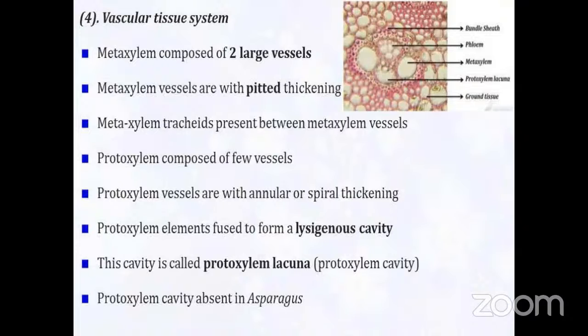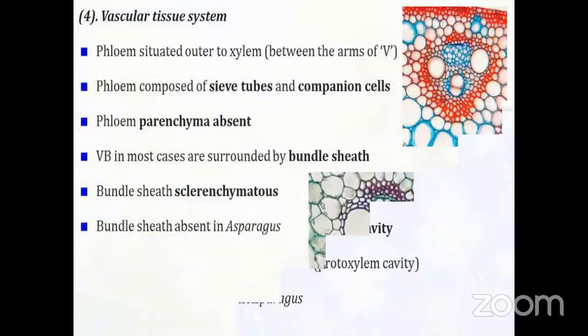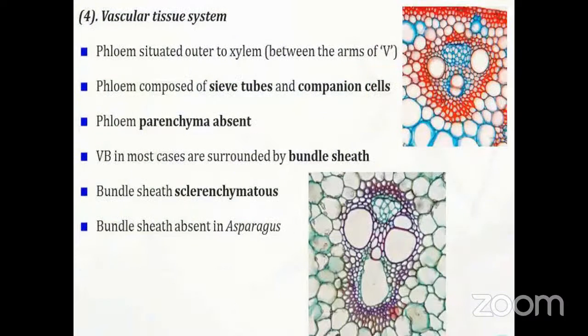And protoxylem is composed of few xylem vessels only, and protoxylem vessels are with annular or spiral thickenings. Annular means ring-like thickening, spiral means spring-like. Protoxylem elements fuse to form lysigenous cavities, and this cavity is called protoxylem lacuna. Lacuna means cavity only. The protoxylem cavity is absent in asparagus, a monocotyledonous plant. There protoxylem is absent.